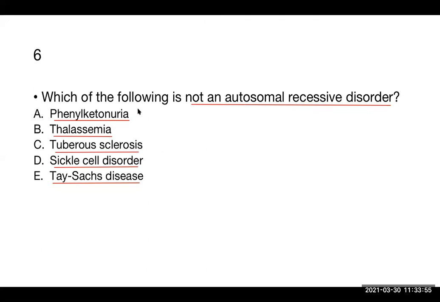Excellent. That's what I try to deliver in this question. Most of the metabolic disorders are autosomal recessive in inheritance. And thalassemia and sickle cell anemia, you have studied in hematology, both of them are autosomal recessive. Very good. And only one exception here is tuberous sclerosis. This is a disease which is having autosomal dominant inheritance. And you know something about it.